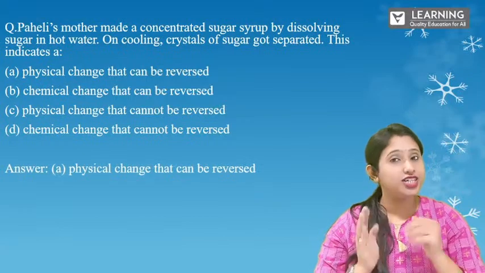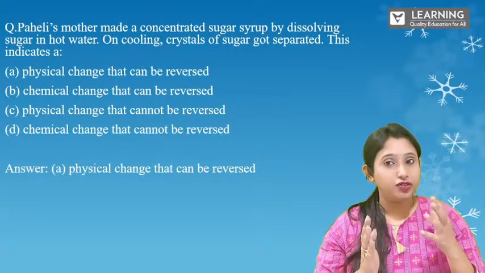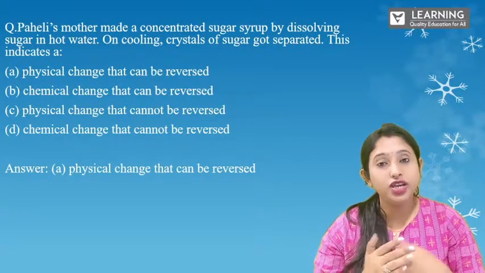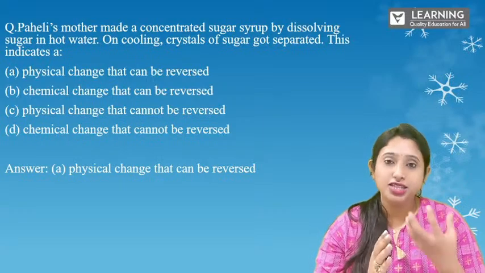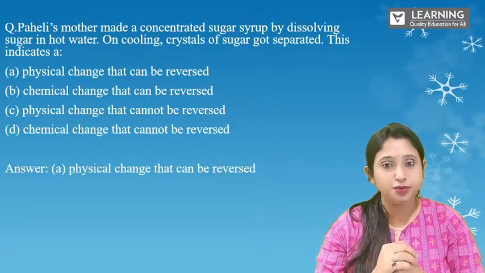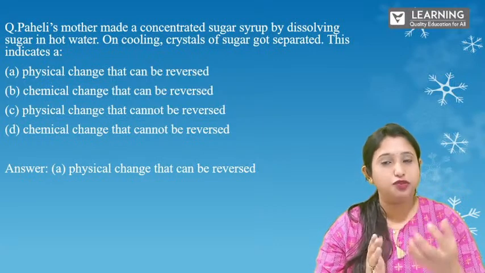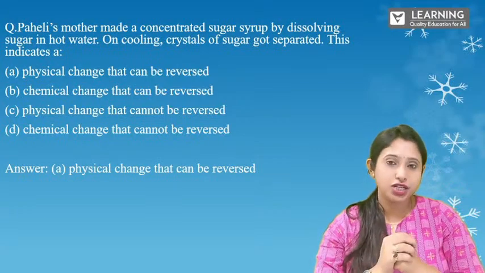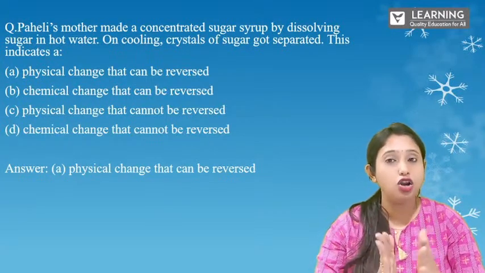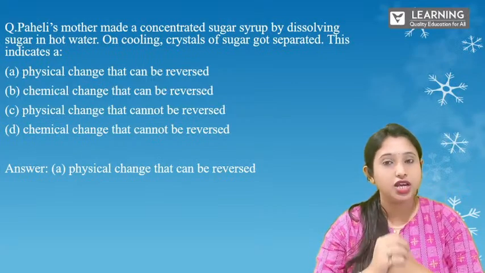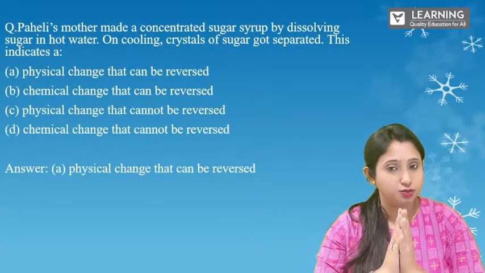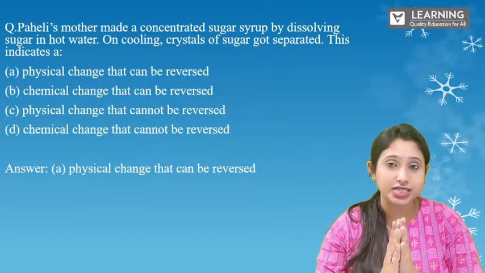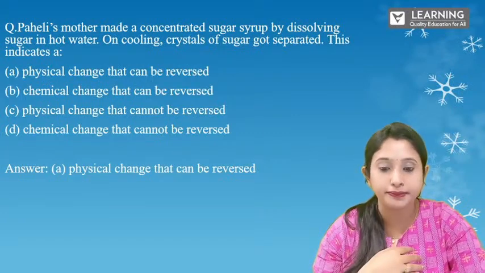Yes, it's a physical change that can be reversed. We have seen that physical changes are reversible changes, isn't it? So we can reverse it. The sugar is the same here, right? The sugar is obtained at last, right? The physical property only gets changed here, right? So what happens in a physical change? No new substance is formed here, isn't it? So a physical change can be reversed. Physical changes are reversible. Okay.